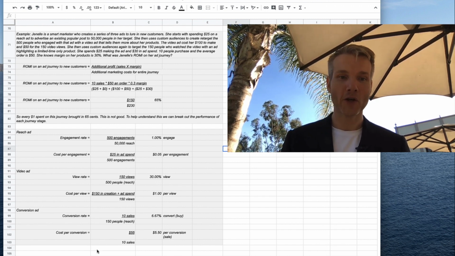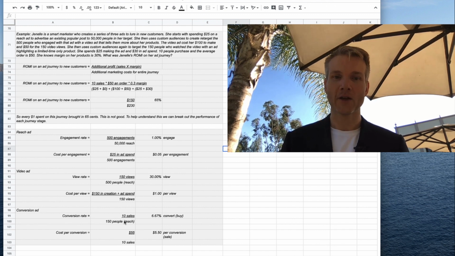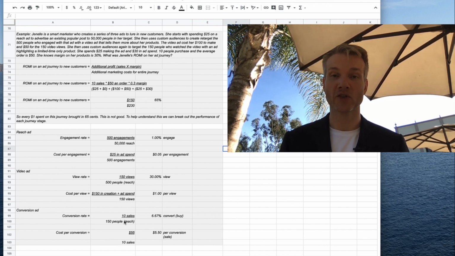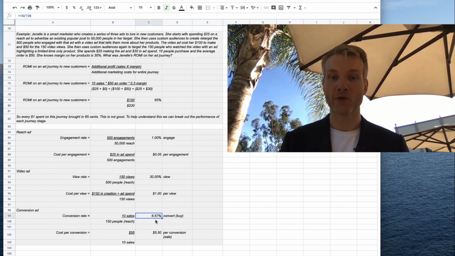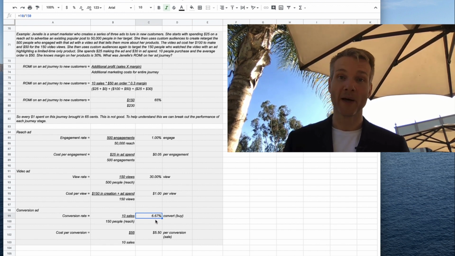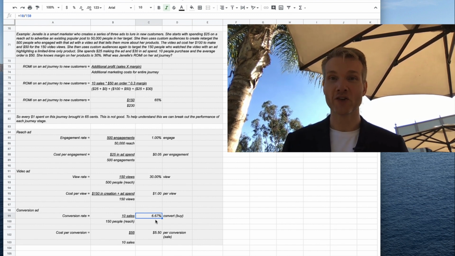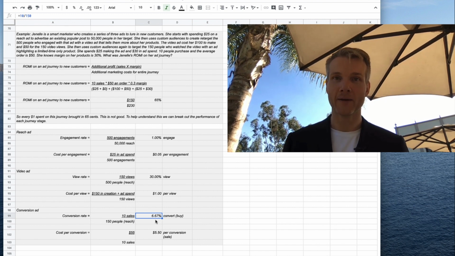And then finally, you can go through and calculate the conversion rate. This is going to be how many sales you received divided by how many people actually saw your ad. So in this case, we're assuming all 150 people actually saw the ad. We've got a conversion rate of 6.67%. That's pretty good, but perhaps it could be better. And she might also take a look there and see, is there something you could do to change up that ad and make people more likely to go through and buy?